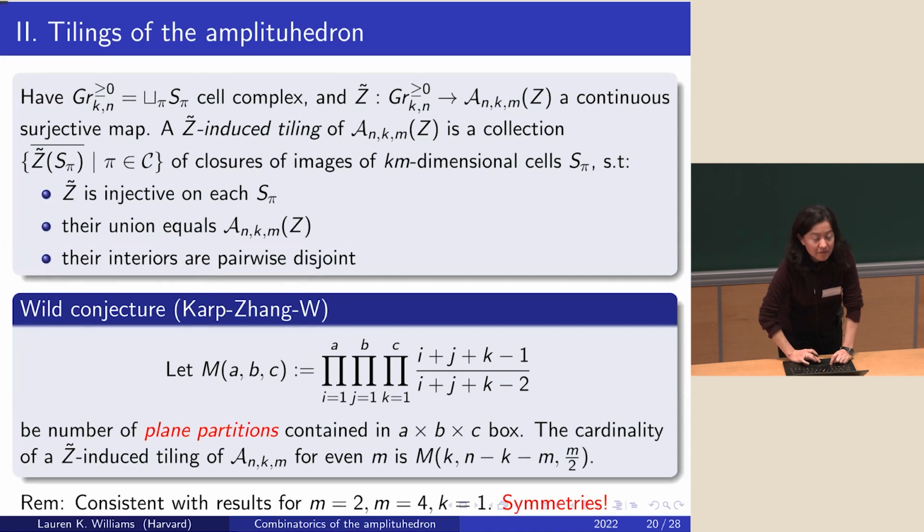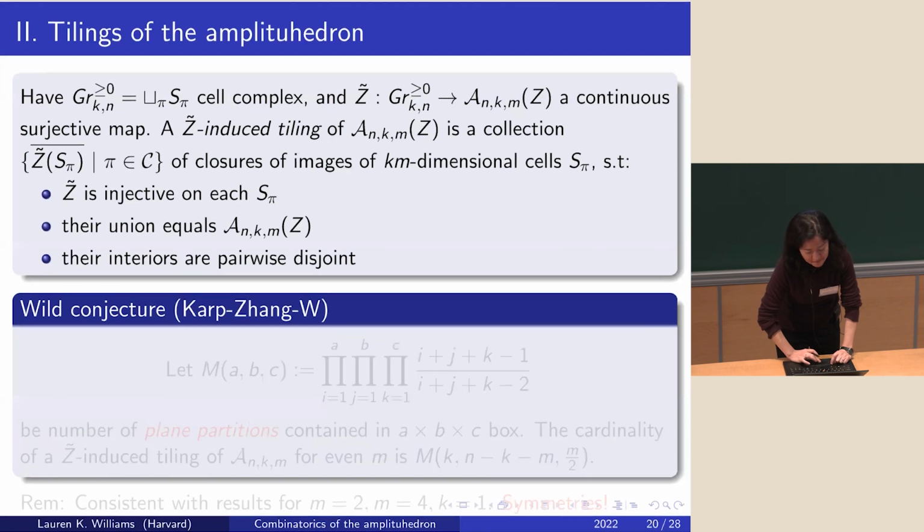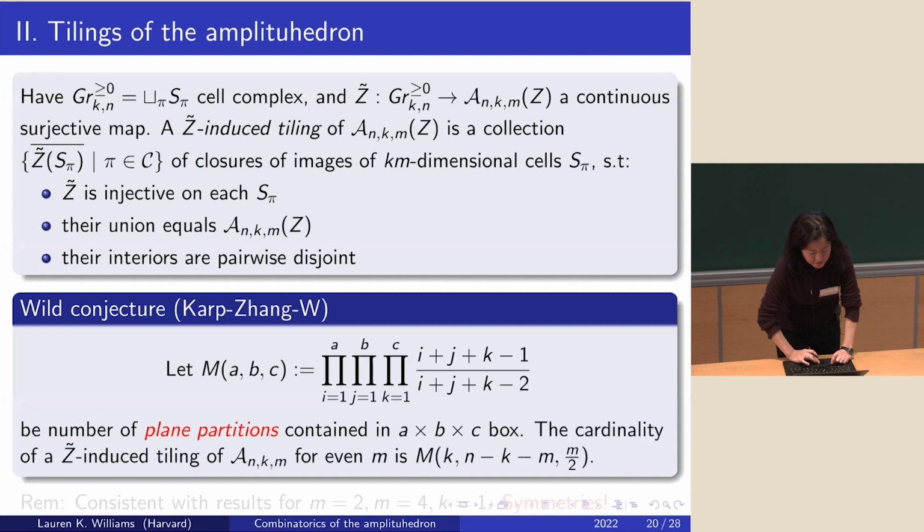So, is there any good reason why plane partitions should come into this? I'm not sure if there's a good reason, but for m is 1 and m is 2 and m is 4, we can give a bijection between pieces of a tiling and either a single lattice path or 2 lattice paths inside a rectangle, which are in bijection with plane partitions.